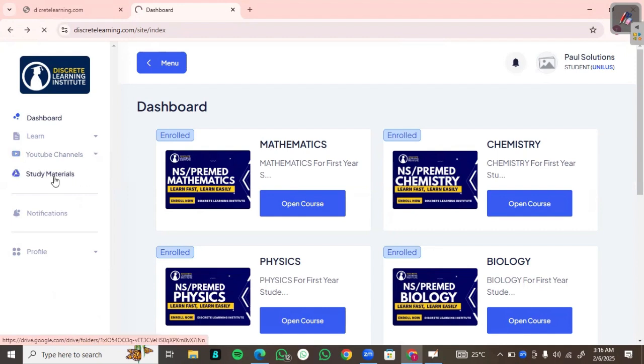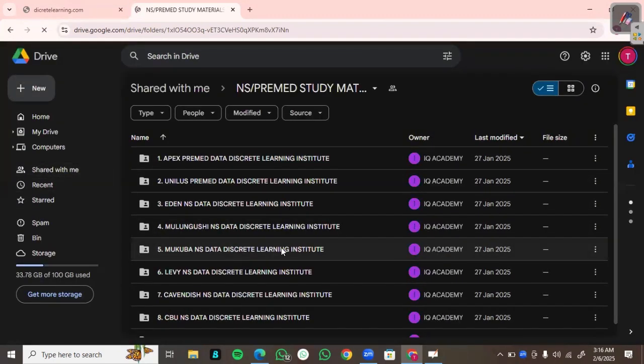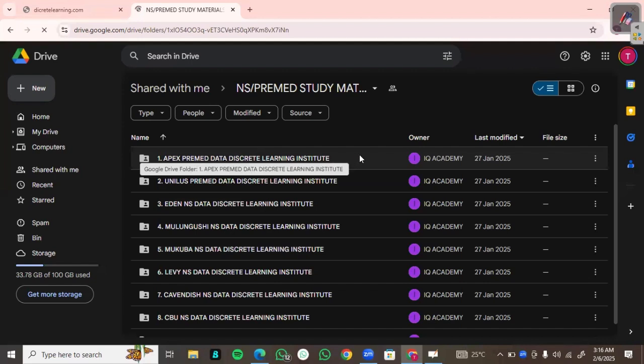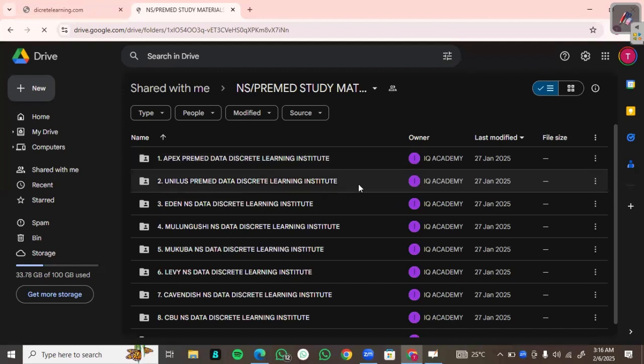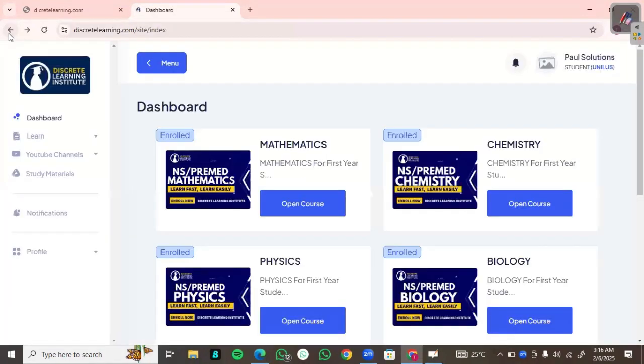So when I click on study materials there, it's going to take me to this page where we have different study materials based on your university. So if you're from Apex, you open the Apex folder. If you're from Unilus, you open the Unilus folder. Then you open that just like that. If you're from UNZA, you open the one for UNZA. Right, so let's go back there and then check what we have inside the courses there.